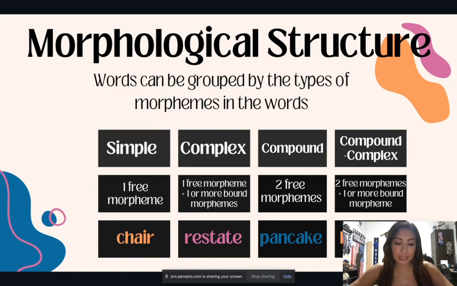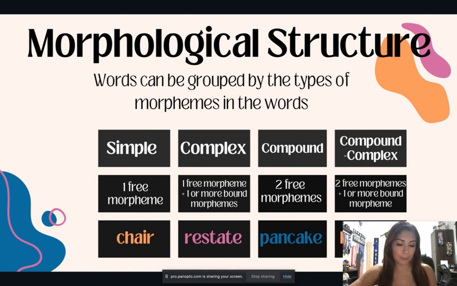The word restate is a complex word because it consists of the free morpheme state and the prefix re. Compound words are two free morphemes put together. The word pancake is a compound word because the words pan and cake are both morphemes and can stand alone as words.